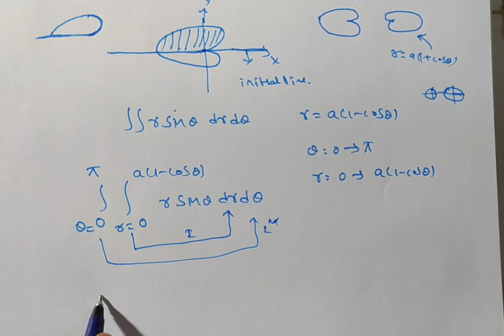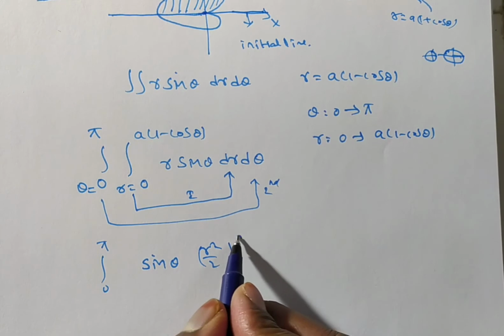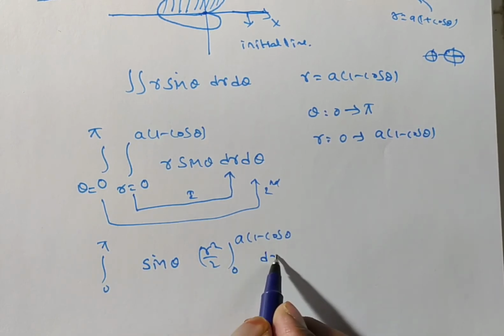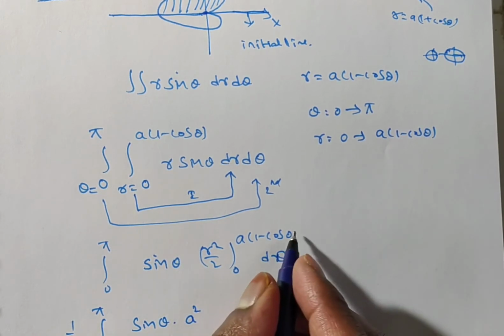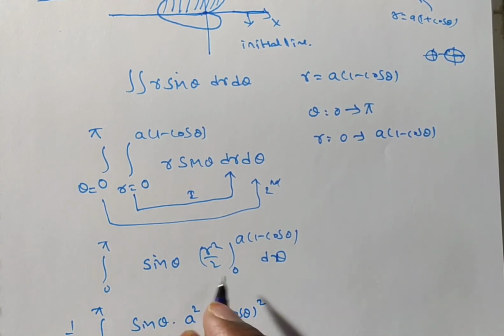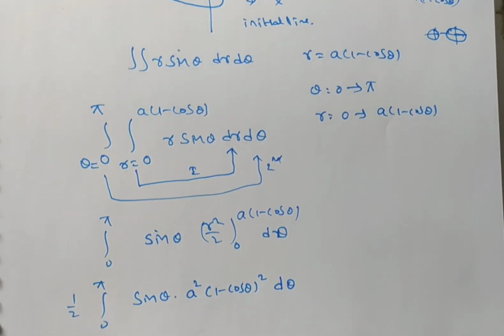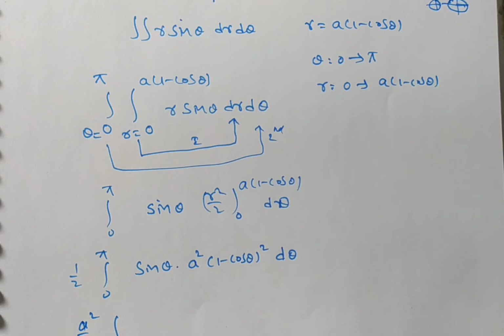Is it clear? Now first I am integrating with respect to r. Sin theta is independent of r, so the r integration gives r square by 2, with limits from 0 to a into 1 minus cos theta, d theta, integral from 0 to pi. This 1 by 2 I can write outside. Now I have sin theta into a square into, if you apply the upper limit, 1 minus cos theta whole square. Next, if you put 0, you have the same term minus 0, into d theta. Now 1 by 2, and a square is also constant, so a square I am also writing outside, with limits from 0 to pi.